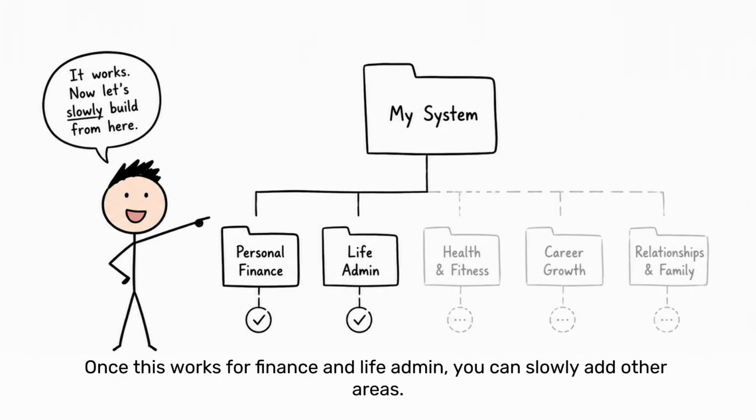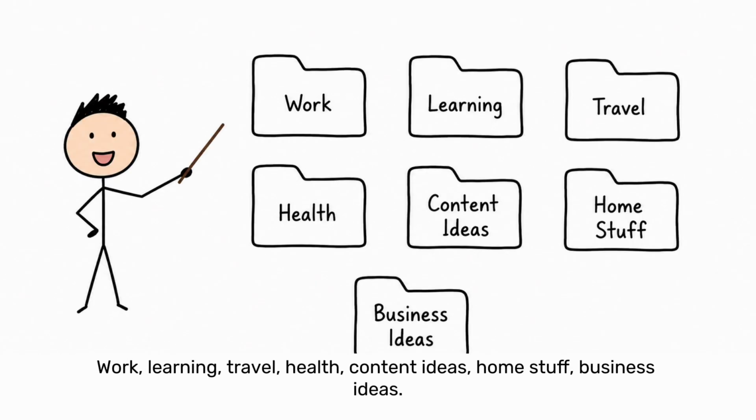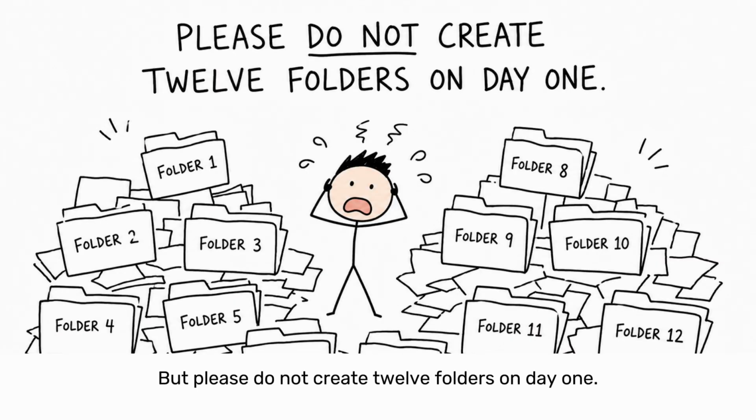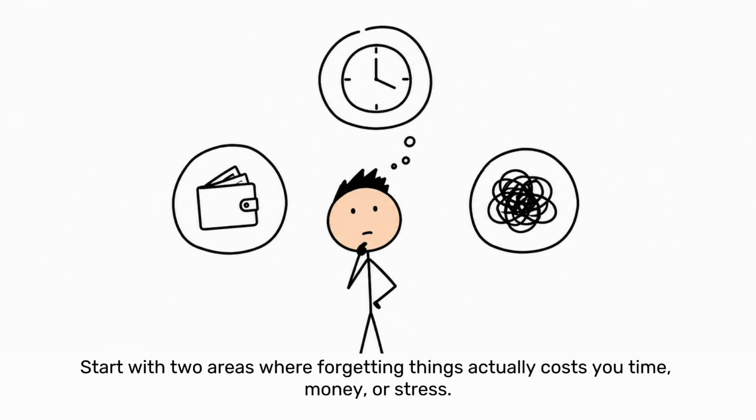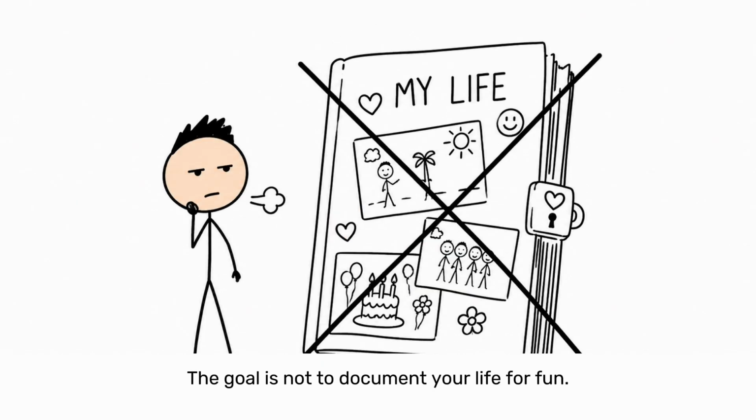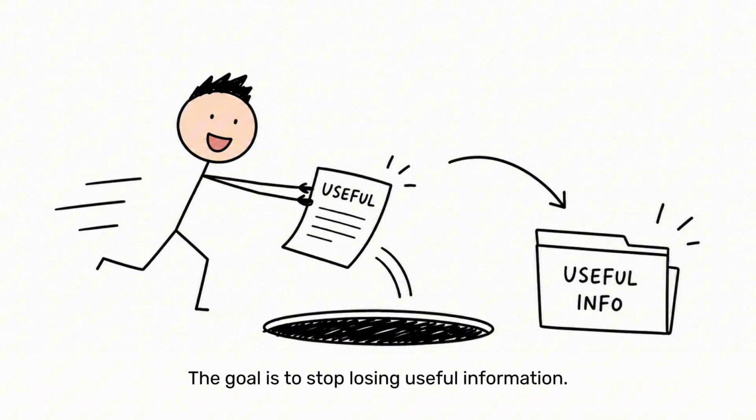Once this works for finance and life admin, you can slowly add other areas. Work, learning, travel, health, content ideas, home stuff, business ideas. But please do not create 12 folders on day one. That is how you build a beautiful system that nobody uses. Start with 2 areas where forgetting things actually costs you time, money, or stress. The goal is not to document your life for fun. The goal is to stop losing useful information.